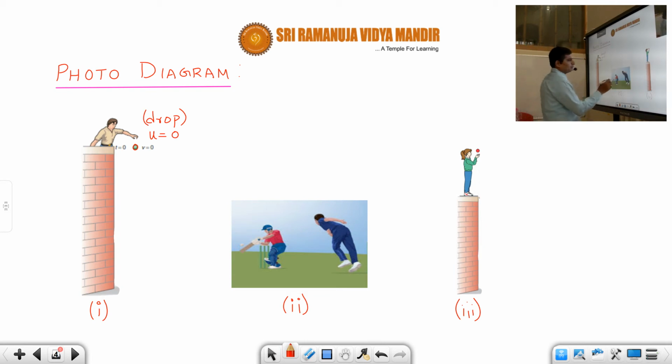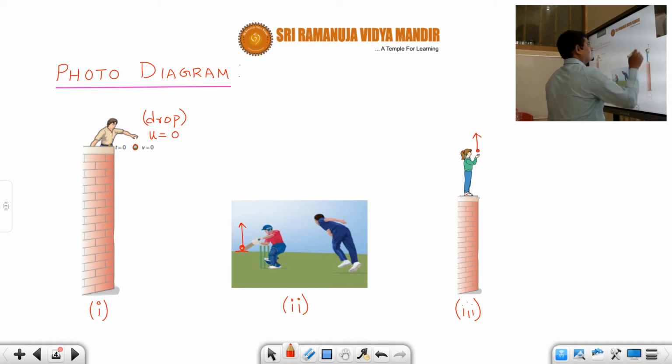Second case is from the ground. You can see here, suppose this person who is playing cricket hits the ball, and let us say the ball from the ground goes vertically upwards. Is it possible? Yes, it can be possible. If the ball strikes just at the end of the bat, then it goes vertically upwards. So from the ground, if it goes vertically upwards, what is the photo diagram? And third case, suppose a girl is standing on the top of the building and throwing a ball vertically upwards.